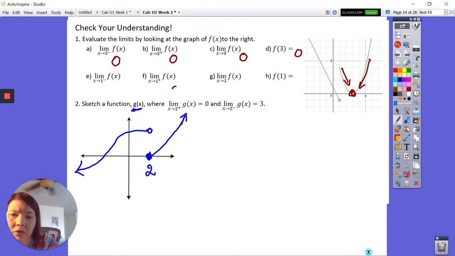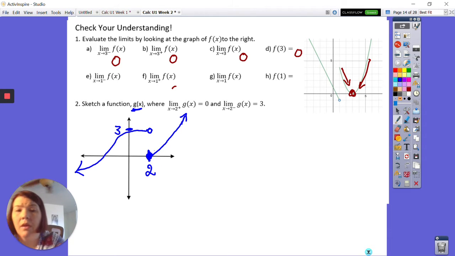I'm going to put a solid circle here because it doesn't matter. So something like that. And again, you can do something else. It's just this is 3 and this is 2. So I could have had this one coming from under, that one coming from above. It's not important. That's the idea.